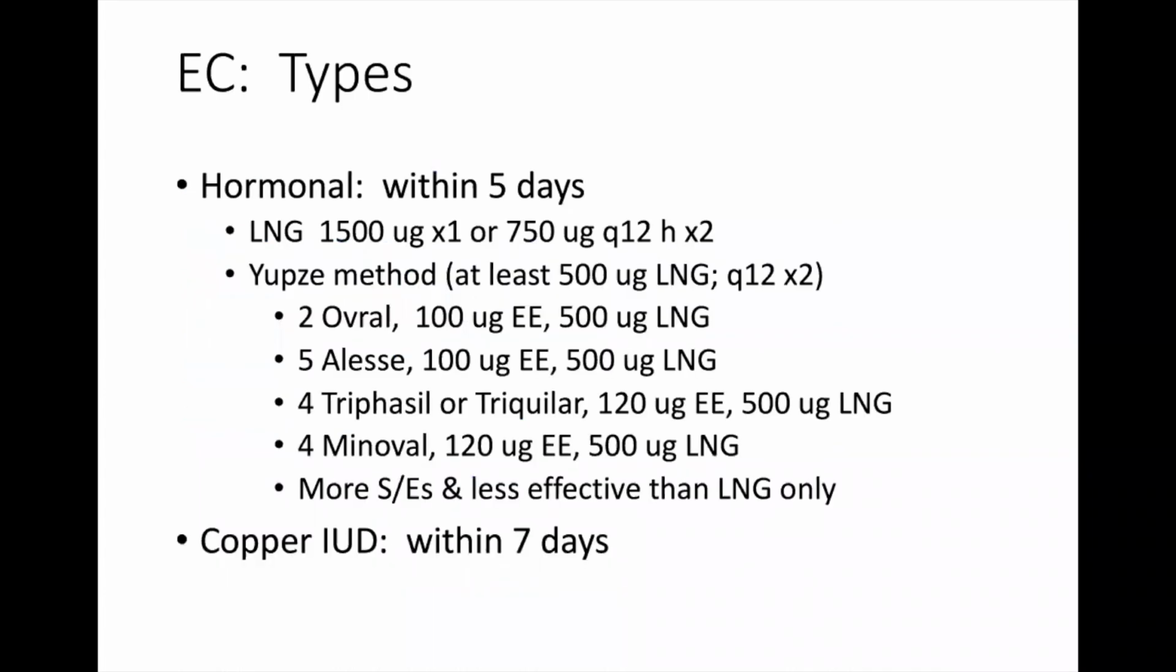The types: we have hormonal and we have the copper IUD. So hormonal has to be used within 5 days after intercourse happened. The options we have: levonorgestrel 1500 times 1, or you can use 750 every 12 hours, so times 2 doses. Okay, there's the Yuzpe method, so you have to use 500 of levonorgestrel every 12 hours times 2 doses.